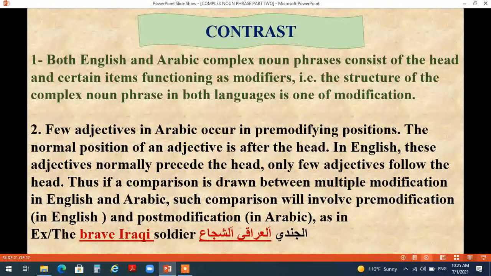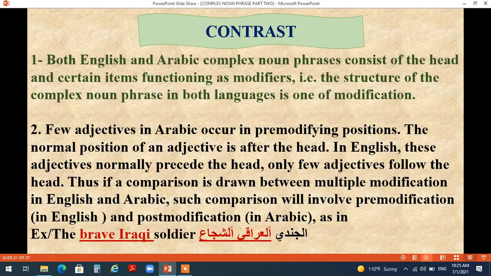إذا نروح للغة الإنجليزية نلاحظ أنه العكس هو صحيح. باللغة الإنجليزية الشائع جدا أنه الصفة تسبق الاسم، وهنالك صفات قليلة جدا في اللغة الإنجليزية هي التي تتبع الاسم. فنلاحظ أنه راح تكون فيما يخص موضوع الصفات هنالك علاقة متعاكسة بين اللغتين. So, thus, if a comparison is drawn between multiple modification in English and Arabic, such comparison will involve pre-modification in English and post-modification in Arabic.